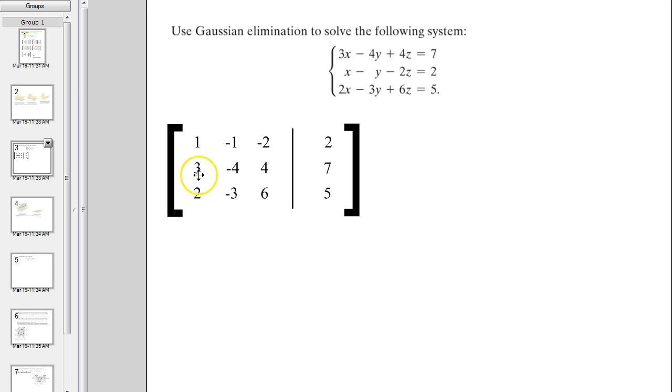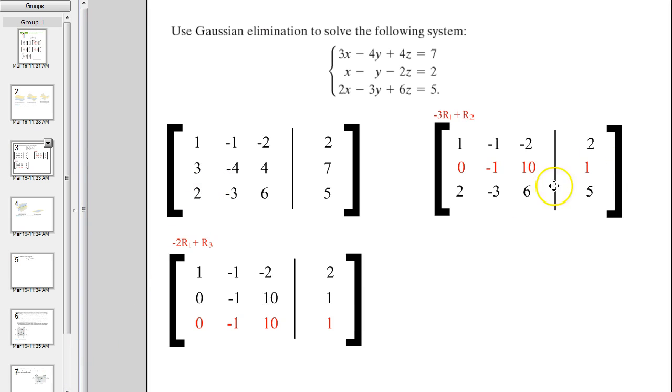And now I'm going to zero out this column. I'm going to go -3 and add down, and then -2 and add to the third row. So -3 times the top row added to the second row gives me 0, -1, 10, and 1 here. Alright, and then -2 times the first row and added to the third row, will give me a 0, -1, 10, and 1 also.